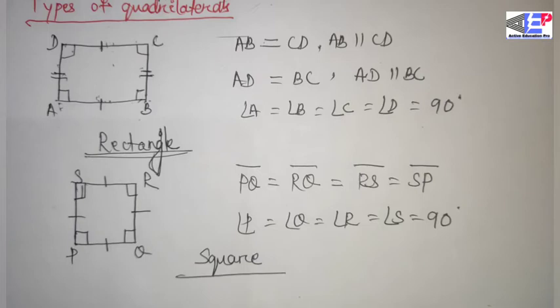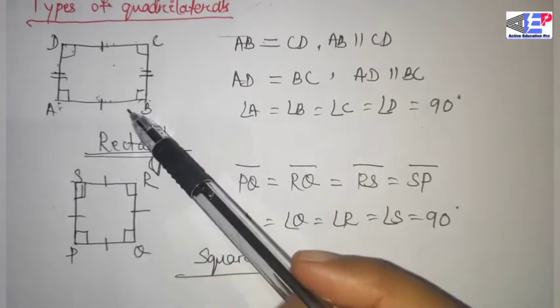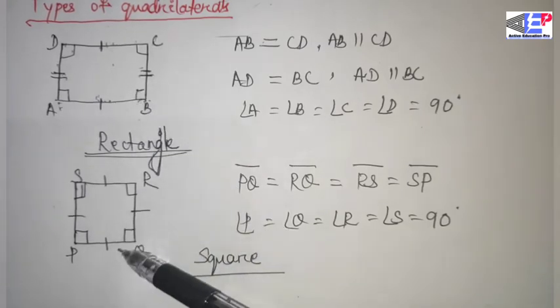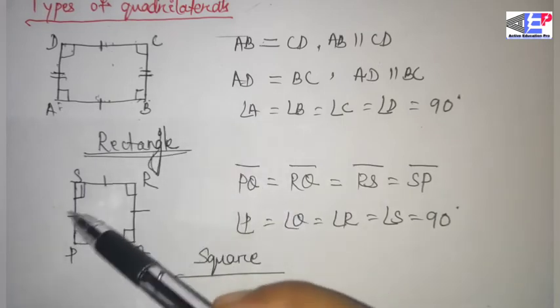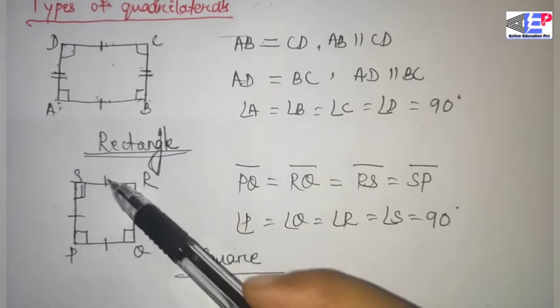Now I have a question for you. Is a rectangle a square, or is a square a rectangle? Square is a rectangle because a square's criteria satisfy the rules of a rectangle, but a rectangle doesn't satisfy the rules of a square. Square means each angle is 90 degrees. Here in a rectangle, the angle is 90 degrees and its opposite sides are equal.